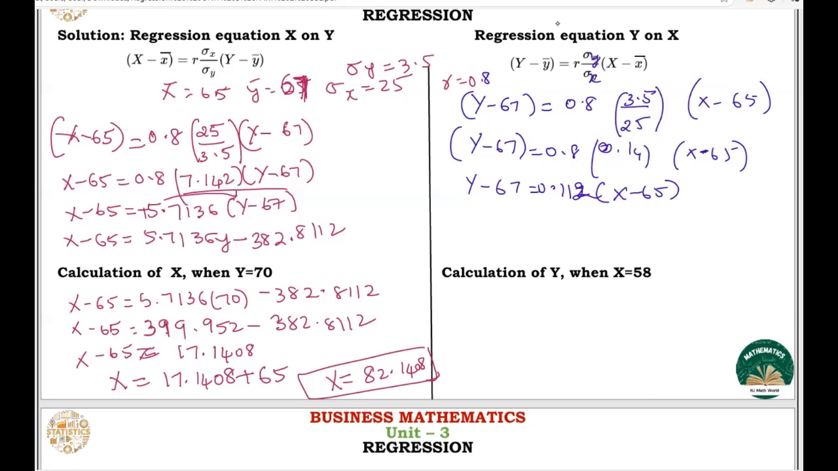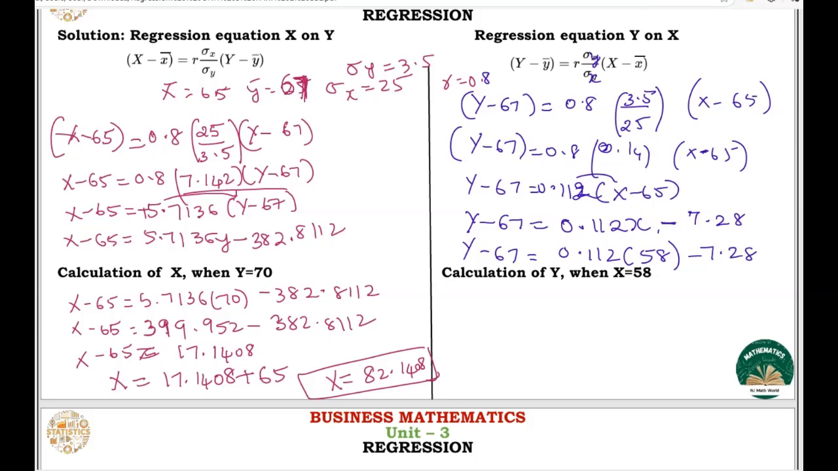If you remove the bracket here, y minus 67 equals 0.112 into x is as it is, then minus 0.112 into 65. 65 is 7.28. Now substitute the value: y minus 67 equals 0.112 into x, which is 58, minus 7.28.